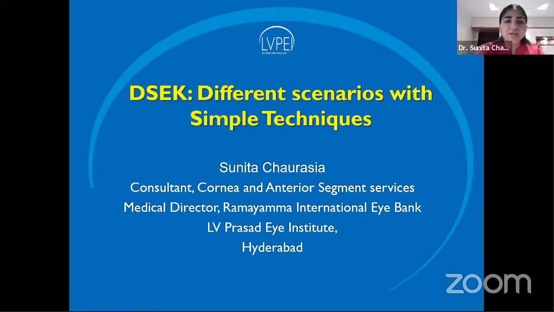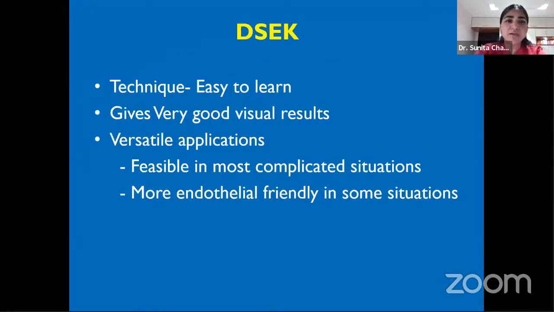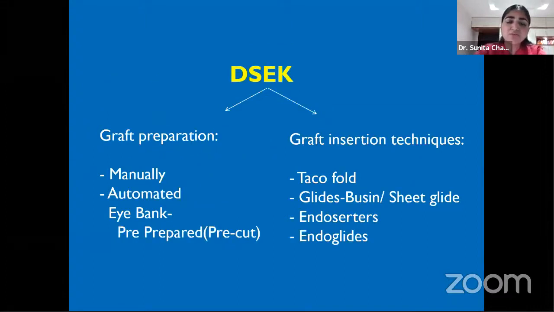So I'll be talking on DSEK with simplified technique, which can be used for different case scenarios with predictability and good outcomes. Now, DSEK and DMEK are the foremost adopted endothelial keratoplasty techniques in the present times, and both have excellent outcomes. Now, the DSEK technique is easy to learn. It gives very good visual outcomes and has versatile applications, because it is applicable in most complicated situations, and is somewhat more endothelial friendly in some situations where you can expect more cell loss because of a complex anterior segment.